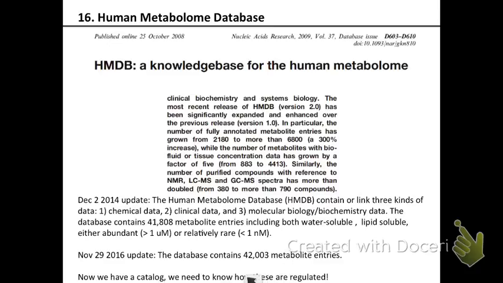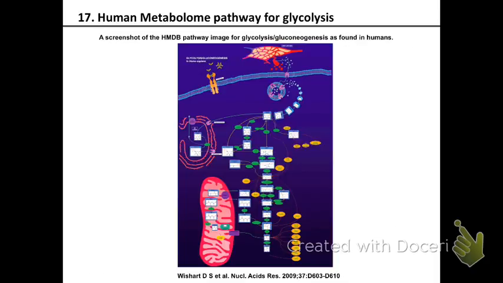So basically now we have a catalog of all these metabolites, but what we don't know is, just like human genome sequencing, when you sequence, you have the sequence information, but you don't know what it means. It's very similar to this case where we know almost all the metabolites, but we don't know how these are regulated, right?